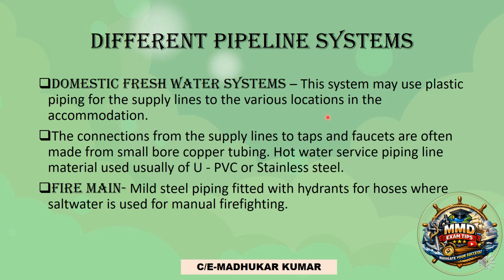In the domestic freshwater system, they may use plastic piping for supply lines to the various locations of the accommodation. But generally, a copper system is being used. Connections from the supply line to the taps and faucets are often made of copper tubing, as we have seen. For hot water serving pipelines, the material used is UPVC or stainless steel, because we are utilizing hot water at 50, 60 degrees centigrade.